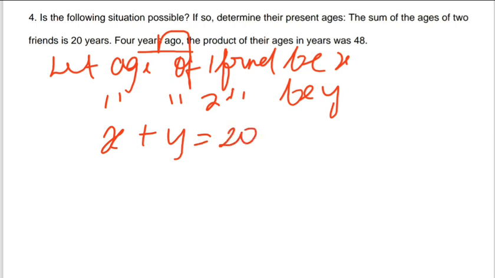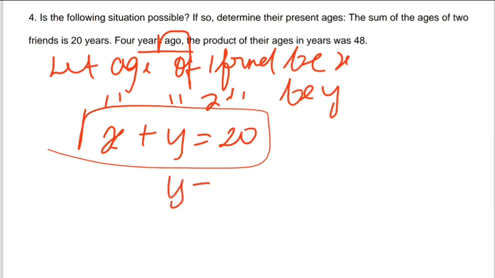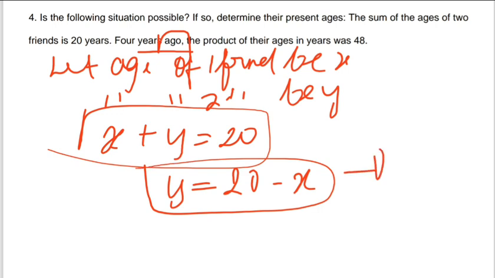And they are saying that 4 years ago, we got the first equation. So we can simply write y is equal to 20 minus x. Since we need it in terms of x, we are just taking y is equal to 20 minus x. So this is our required first equation. This is the first one.